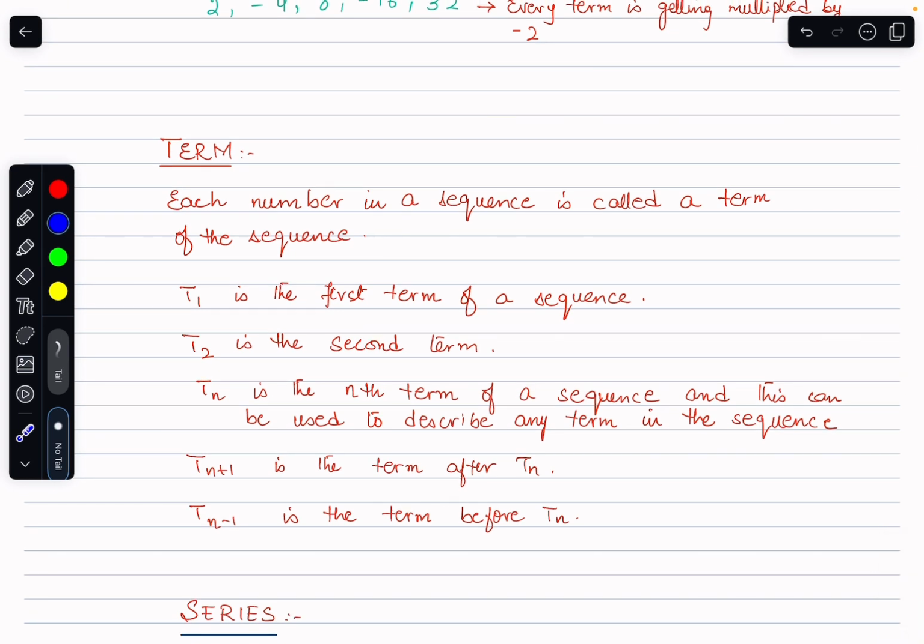Term. Each number in a sequence is called a term of the sequence. T1 is the first term of a sequence, T2 is the second term, T3 is the third term, and so on, so that we can say Tn is the nth term of a sequence, and this can be used to describe any term in the sequence. Tn plus 1 is the term just after Tn, and Tn minus 1 is the term just before Tn. So this is the understanding of term.